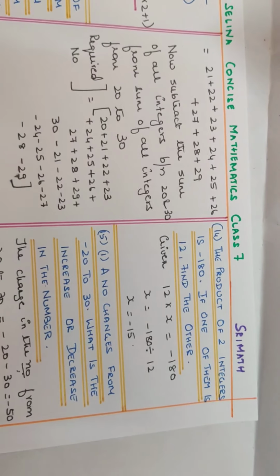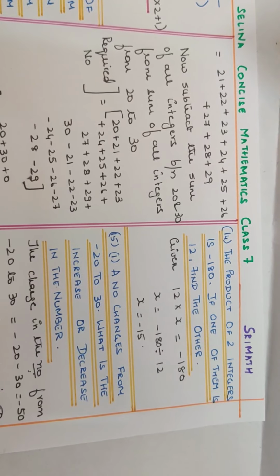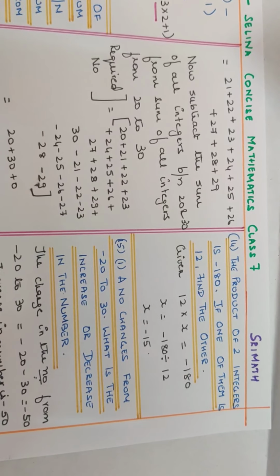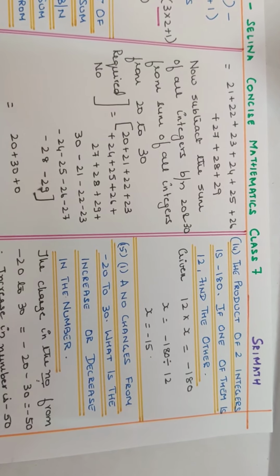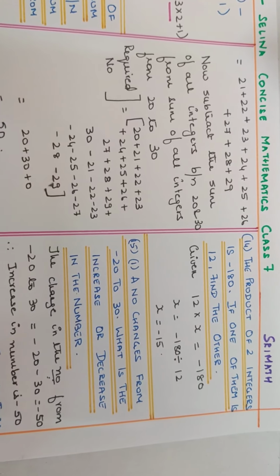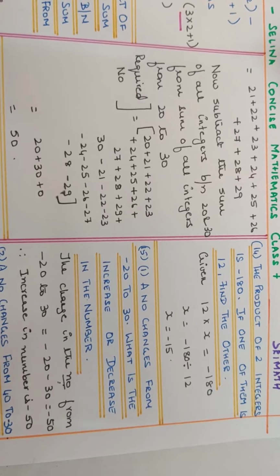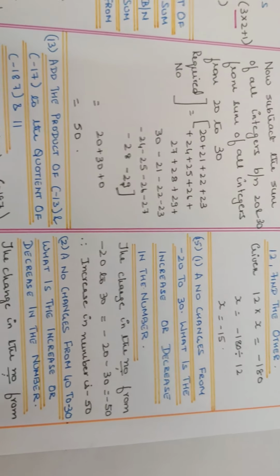Similarly, the 14th sum: the product of two integers is minus 180. If one of them is 12, find the other. Therefore, 12 into x is equal to minus 180. Therefore, x is equal to minus 180 divided by 12, and the answer is minus 15, because minus divided by plus is minus.